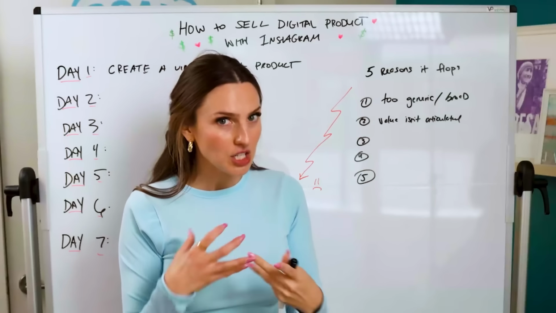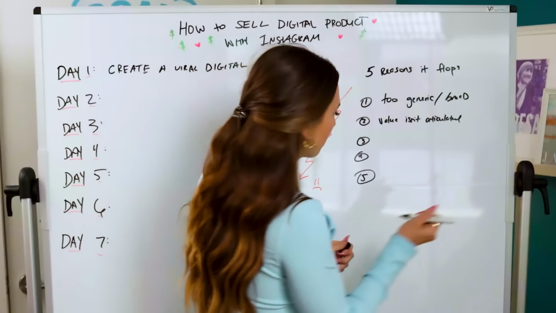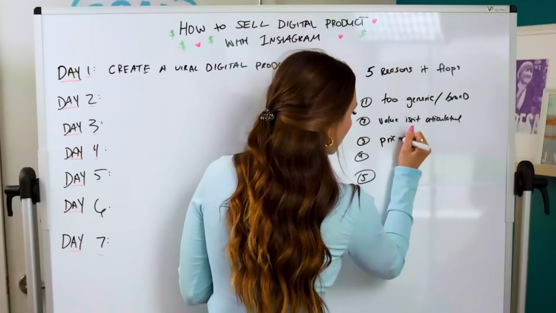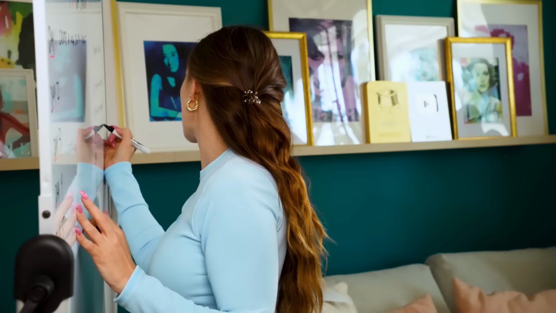And if they can't articulate it, the customers don't understand it. That's a big reason things flop. The third reason is the price is too high. This is a really easily solvable one. If you're just getting into this digital product space and you have no idea what to charge, charge $27. You can always go up. $27 is a really solid start.